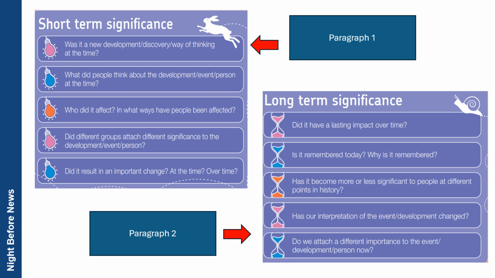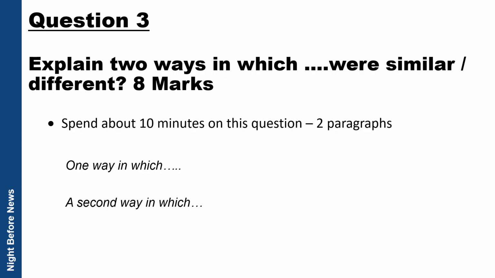Paragraph 2, we're focusing on long-term significance. So did it have a long-lasting impact over time? Do we remember it today? If so, why? How has it become more or less significant? Has our interpretation of the event changed? And do we attach different importance to the event now? So really think about those questions as you are answering your paragraphs.